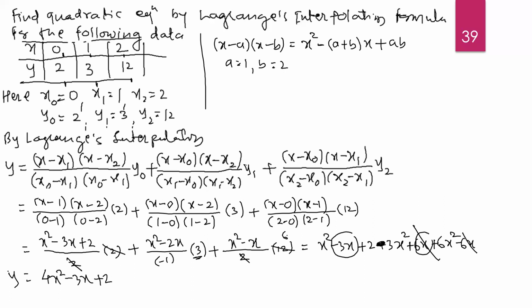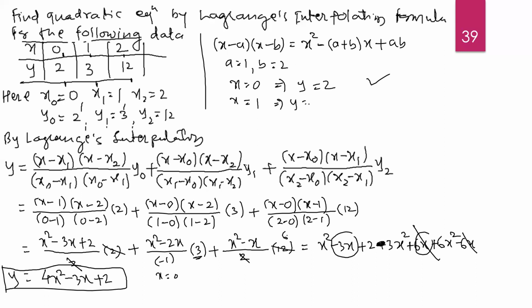Now let us verify whether the polynomial is correct or not. First we put x equals 0. When we put x equals 0 here, we get y equals 2. Now next value, put x equals 1. We want the 3. Let us see. Here y equals 4 into 1, that is 4, minus 3 and plus 2. 4 plus 2, 6 minus 3. So we get 3.